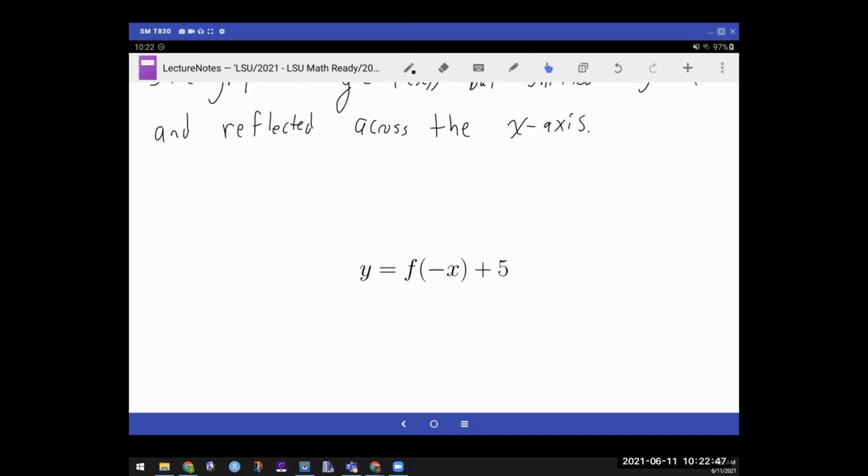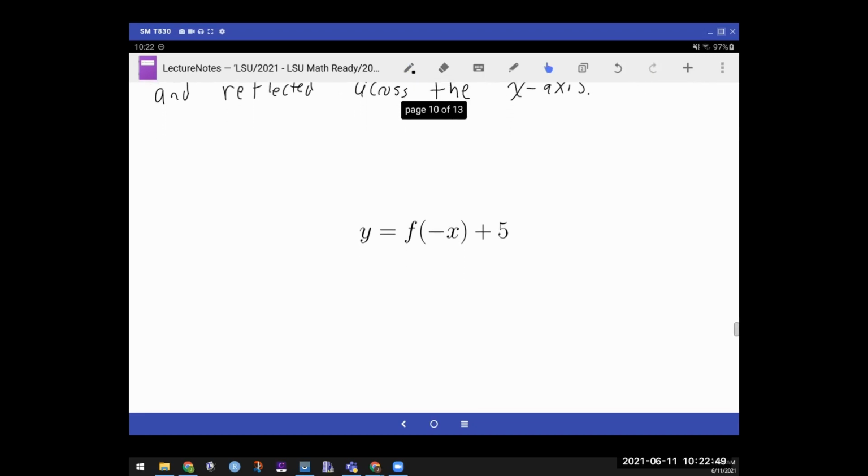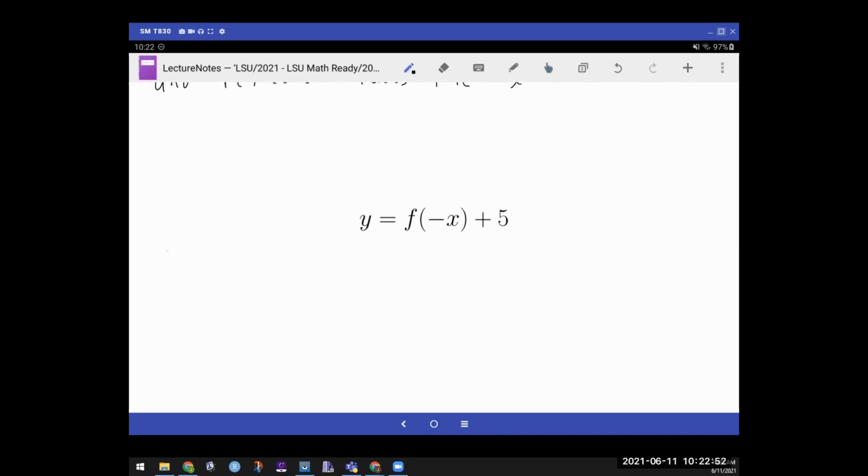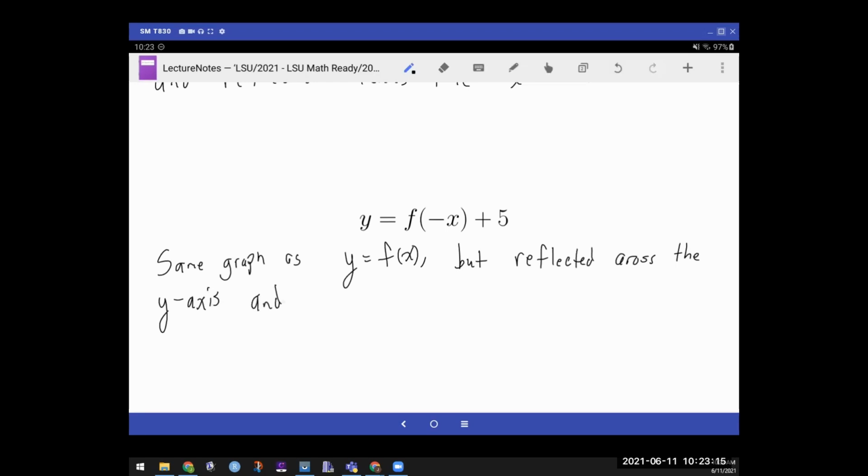Okay, on the bottom here, well, this one, same graph as y equals f of x, but this one is reflected across the y-axis, right? Notice the negative's inside. And shifted up 5 units.